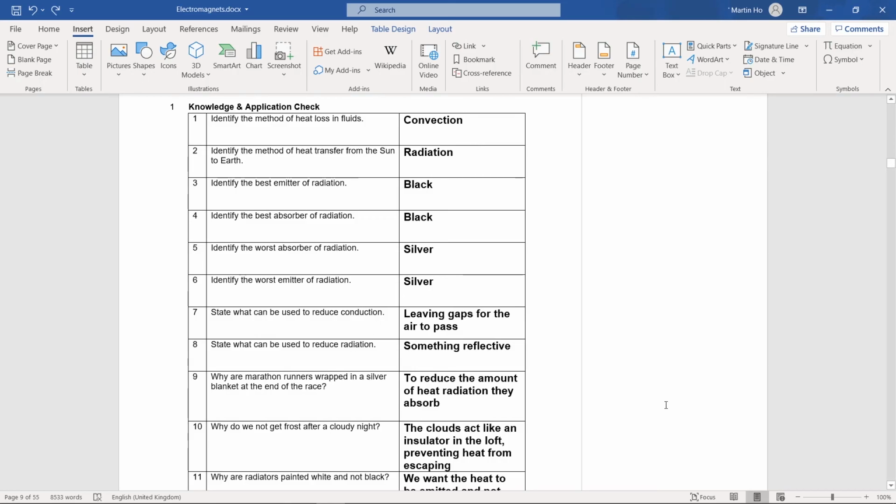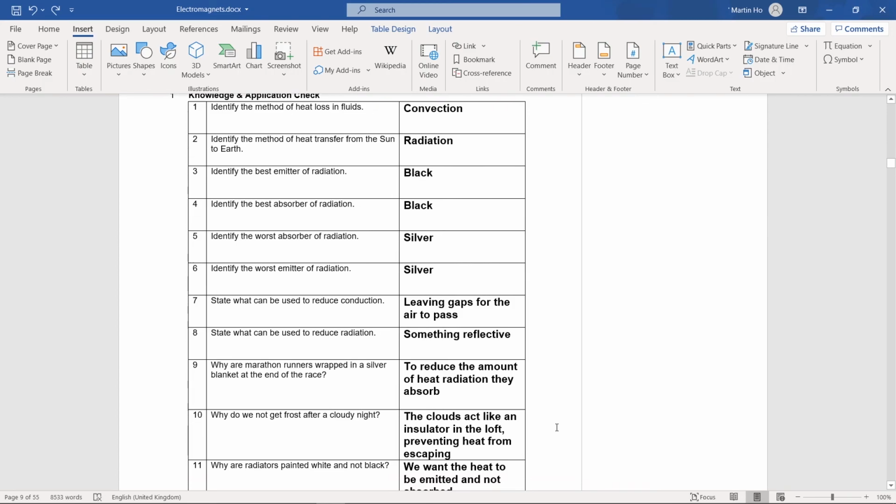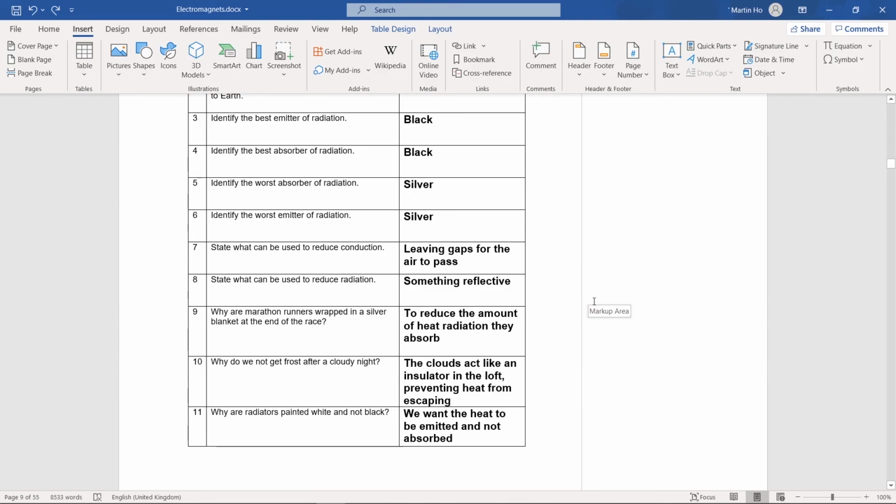10. Why do we not get frost after a cloudy night? The reason is that clouds act almost like an insulator in the loft of your house. It prevents the heat from escaping, and therefore, the ground level is not cool enough to develop frost. Lastly, 11. Why are radiators painted white and not black? The reason, of course, is we want the heat to be emitted and not absorbed.